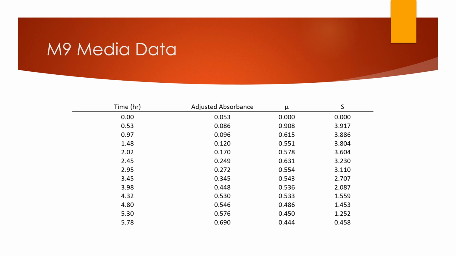Using the given M9 media data, we have the adjusted absorbance at 600 nanometers versus time, using the initial absorbance value as our X naught, initial biomass concentration, and the other absorbance values as our biomass concentration, X, at some time t. We are then able to calculate the mu and S values based on the given data. Looking at our mu values, we can then find the largest value and call that our mu max.